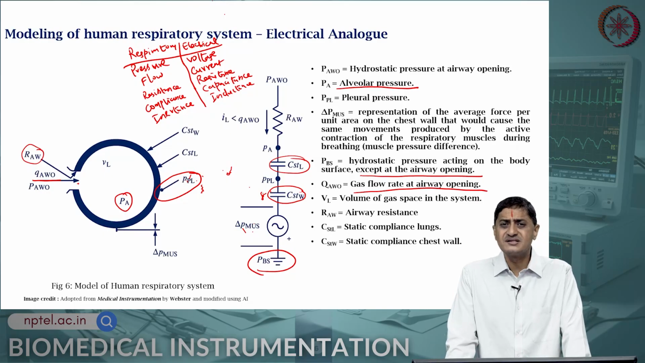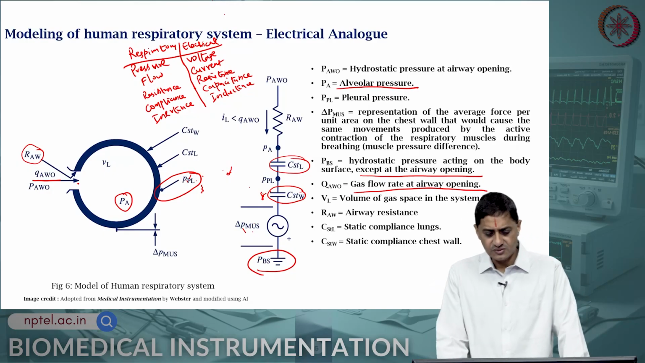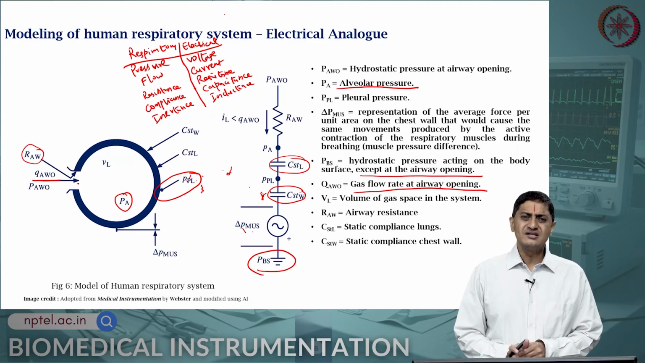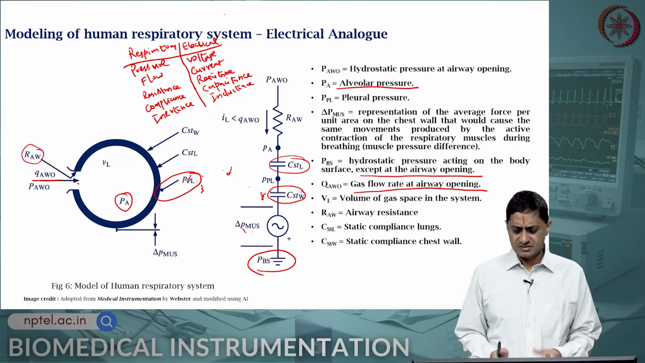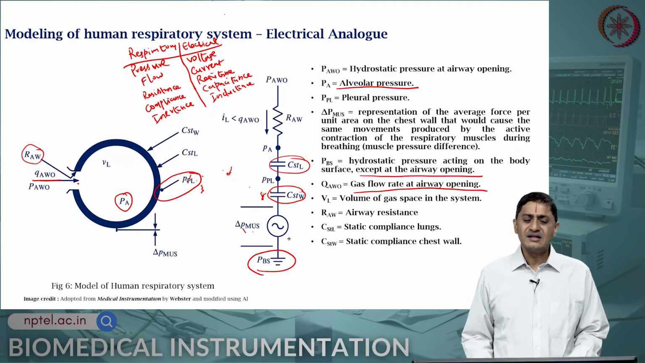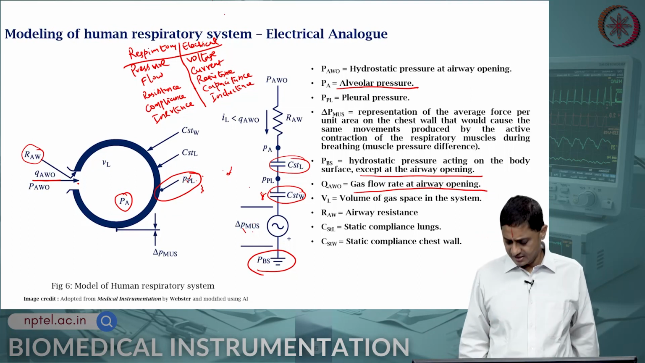and the compliance, the capacitances are essentially static compliance of the lungs and the static compliance of the chest wall. All these are essentially series capacitances. So, this is a relatively simple electrical analog for this, that will help us understand how air flow happens within the lungs.